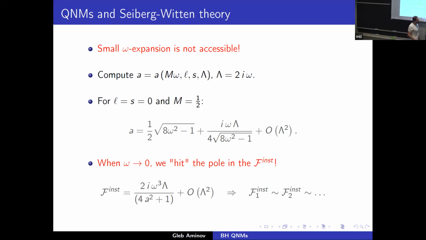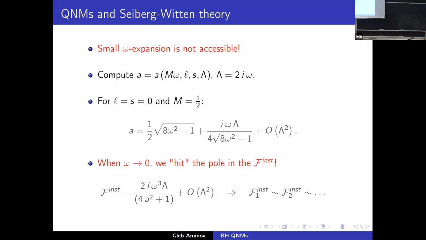So what I'm trying to say is that the first correction here is going to be proportional to omega times lambda, if we just do Taylor. The second instanton is going to be proportional to lambda squared, and the third instanton is going to be proportional to lambda cubed over omega, and so on, right? And if you look at the lambda and omega relation, lambda is actually proportional to omega, so every instanton correction here is going to contribute at the same order in omega. So that's why you need to resum infinitely many instantons to get small omega, for example.